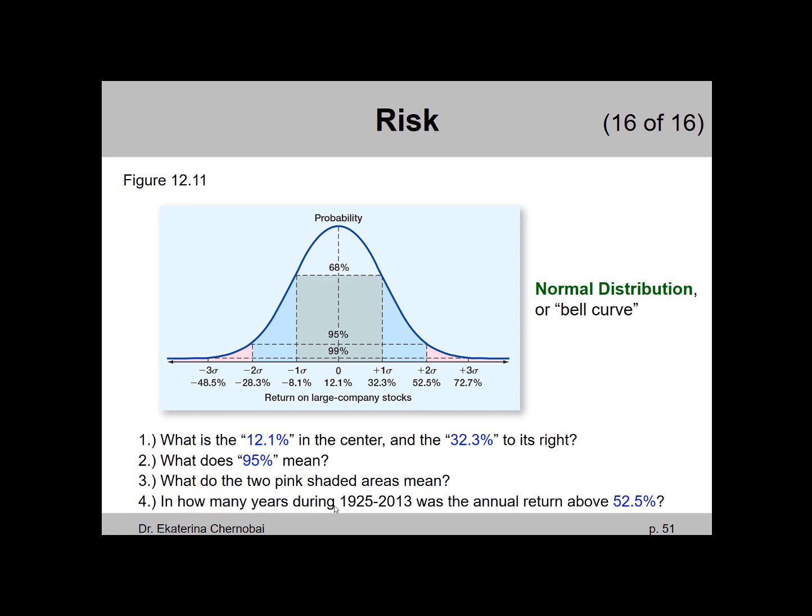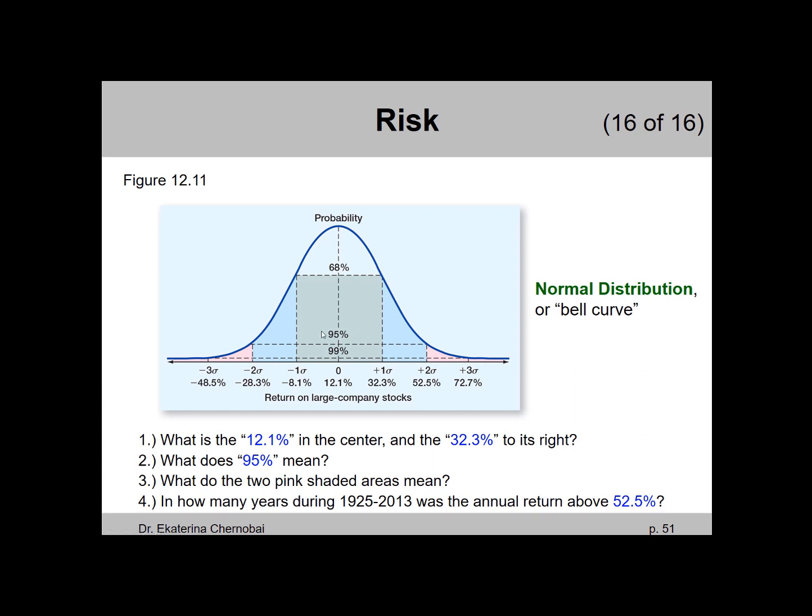In how many years during 1925 to 2013 was the annual return above 52.5%? So this is 52.5%, right? It corresponds to 95% probability or chance of occurring, right? Or actual occurs, since we're talking about the history, about the past. So annual return above 52.5%. That's this pink shaded area on the right.